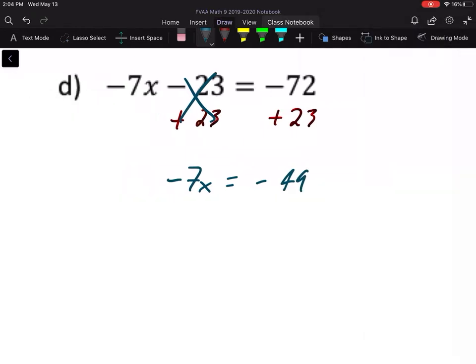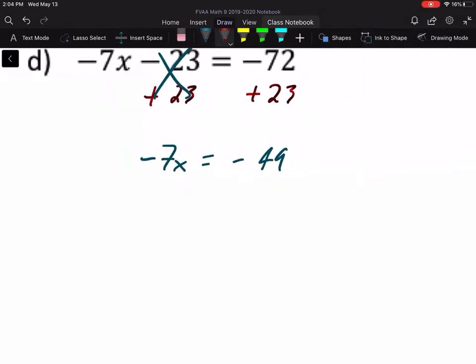All right. And then last step here, negative 7 times x. So I'm going to do divided by negative 7, and whatever I do on one side, I have to do to the other side.